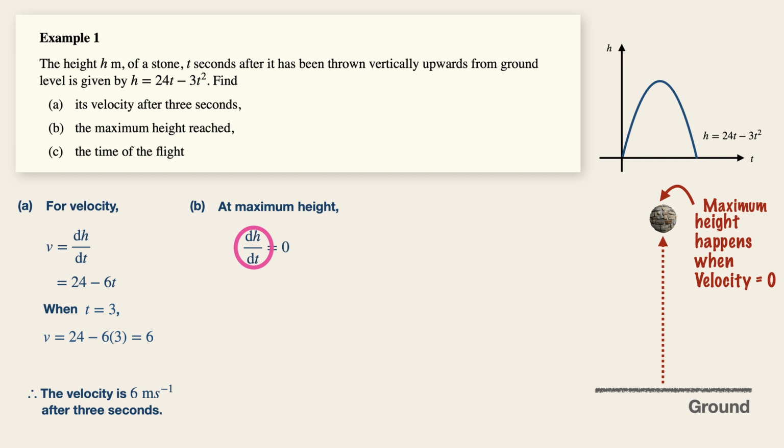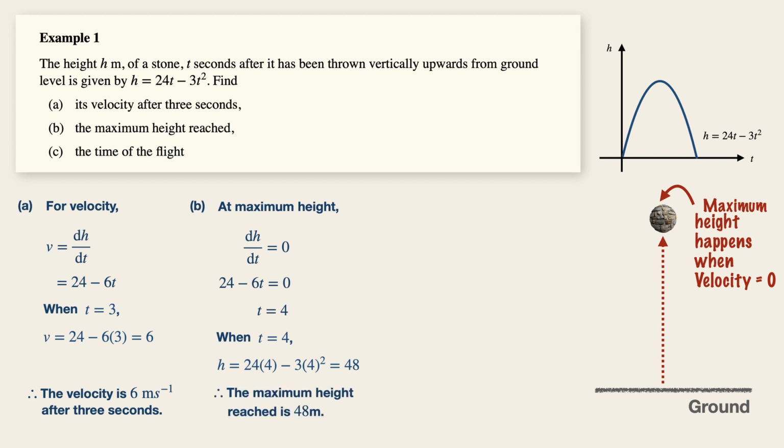So solving for the value of t, we will then have t equals 4. Substitute this into the equation of h to answer the question, and this gives us a value of 48. Thus, the maximum height reached by the stone is 48 meters.